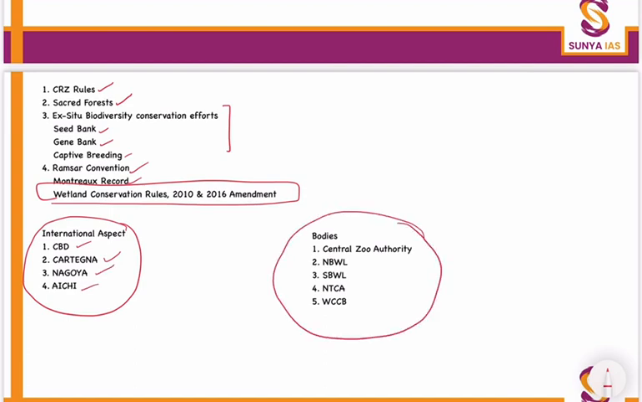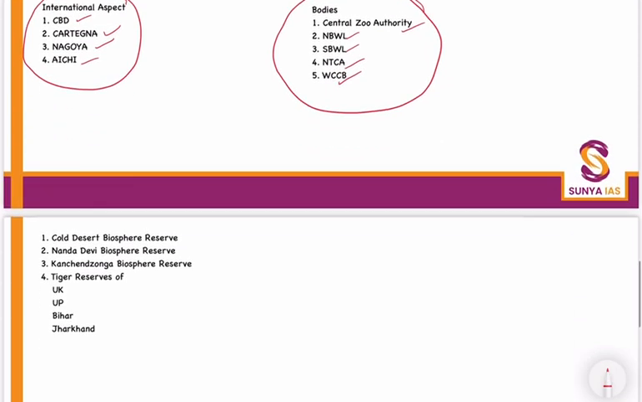With respect to the bodies, there are 5 bodies involved with respect to biodiversity. There is the Central Zoo Authority, National Board for Wildlife, State Board for Wildlife, National Tiger Conservation Authority, and WCCB, right? So these are the bodies which you have to cover.